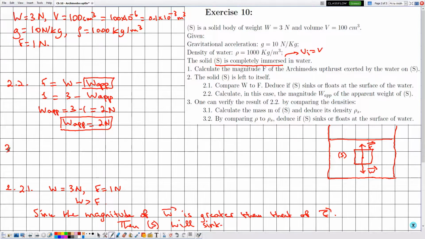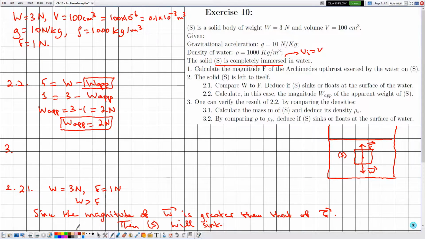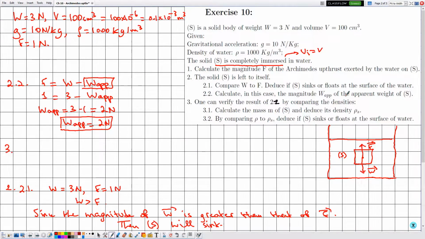And now in number 3, one can verify the results of 2.2 by comparing the densities. So here let me correct the following: this is not 2.2 but rather 2.1. So one can verify the result of 2.1 by comparing the densities. So what's the result of 2.1? It is whether the solid S will sink or float. So 3.1, calculate the mass m of S and deduce its density rho S.